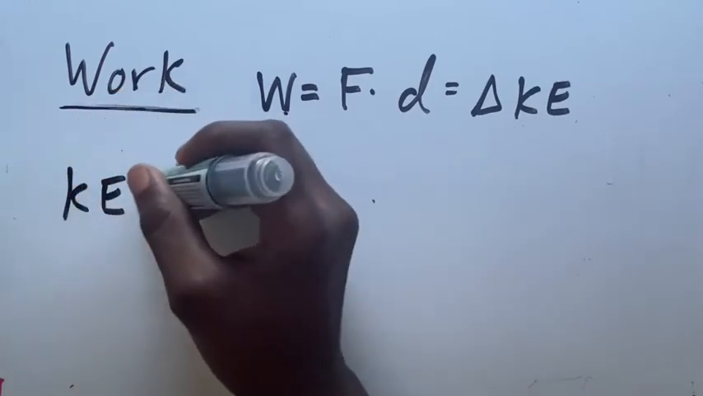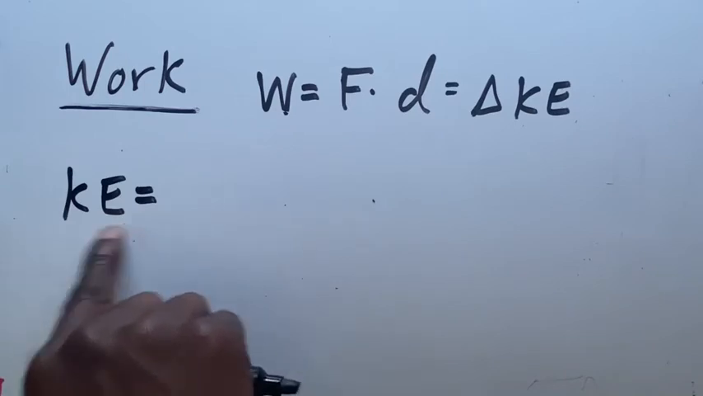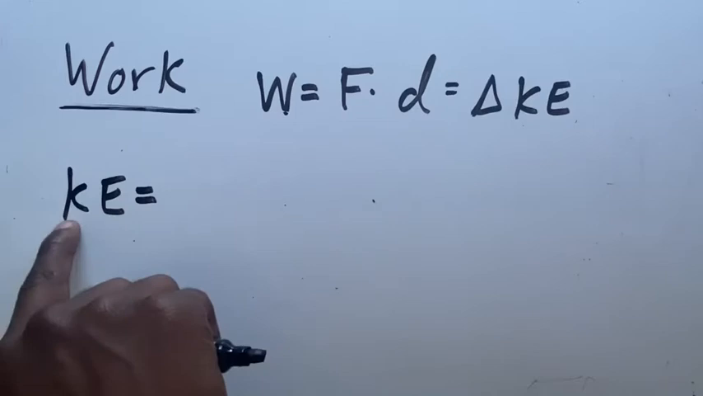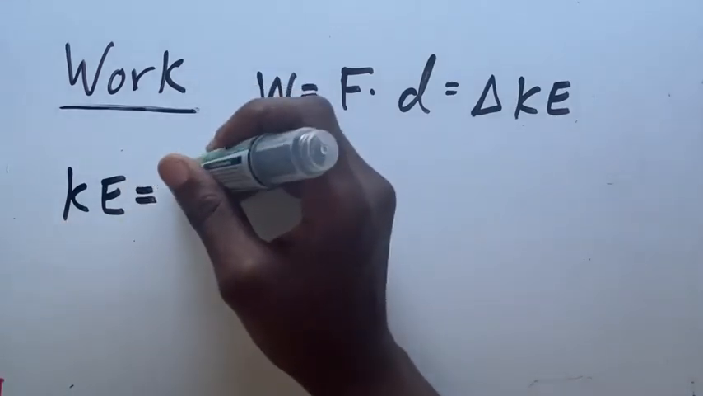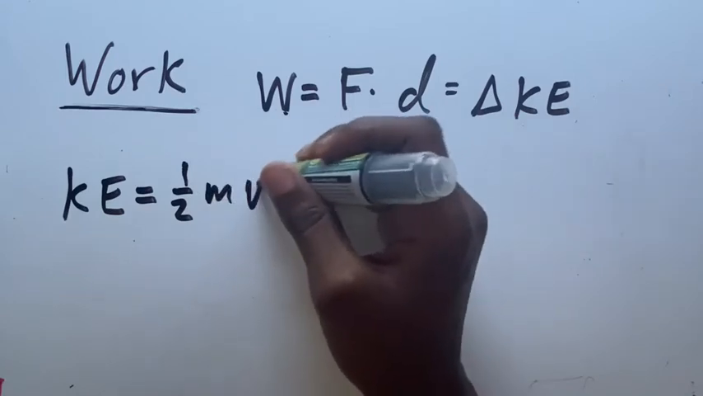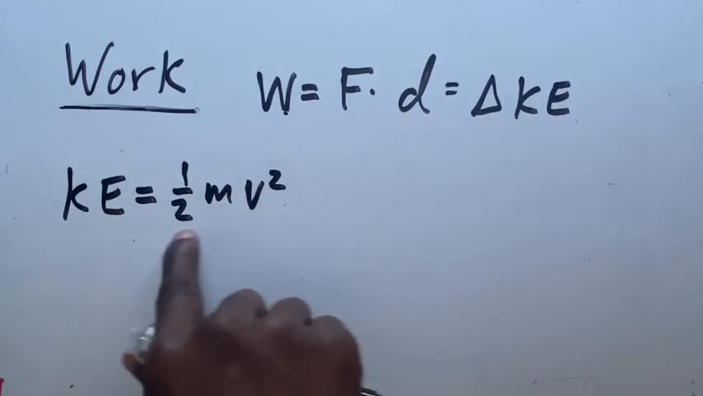So basically kinetic energy, I use KE for kinetic energy. It's just the energy for something that's in motion. Kinetic means motion. And kinetic energy is given by 1/2 mass times the velocity squared. So this is kinetic energy.